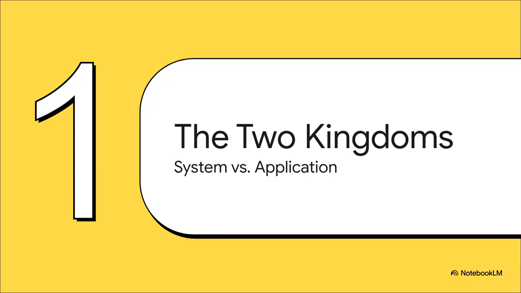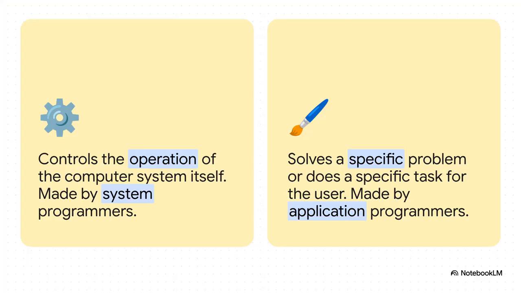Okay, now, not all software is the same, not by a long shot. In the world of computer science, we basically split everything into two major kingdoms, and they do very, very different jobs. Getting this distinction is really the first key to understanding how your devices actually work under the hood. So this brings us to the two big sides of the software coin.